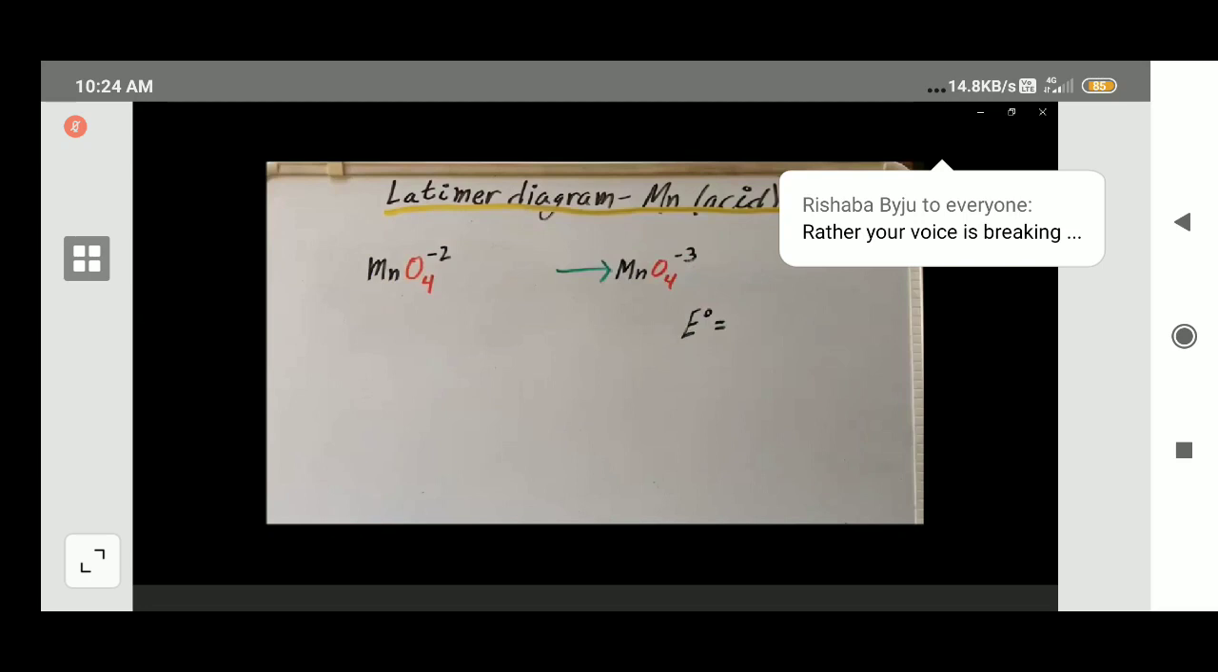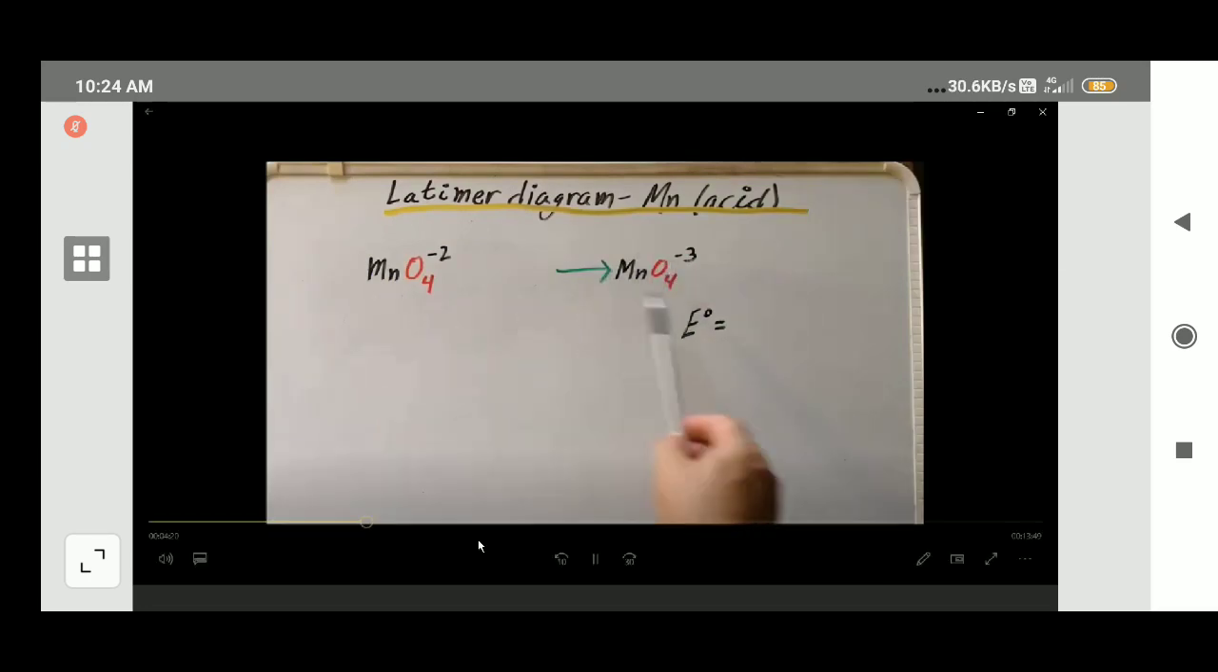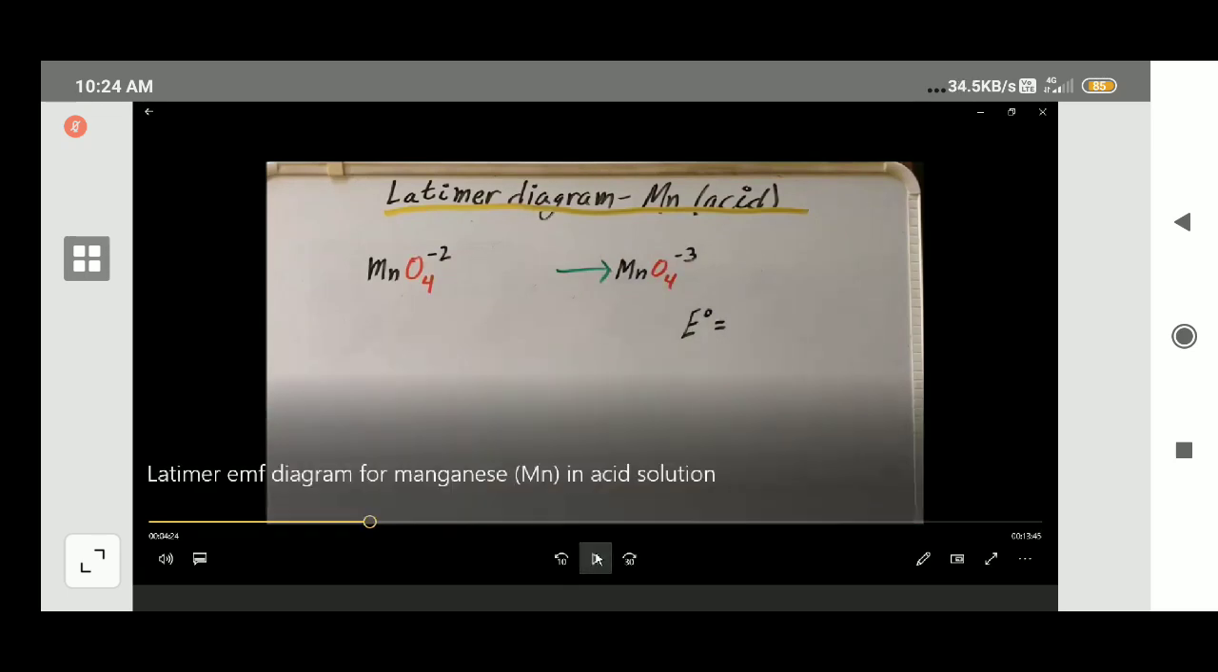The next half reaction is the reduction of manganate ion to hypomanganate ion, and in similar fashion.